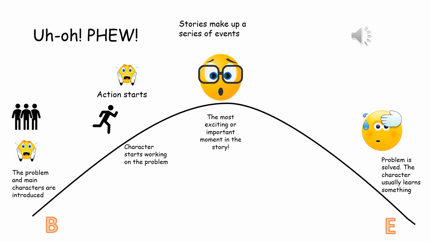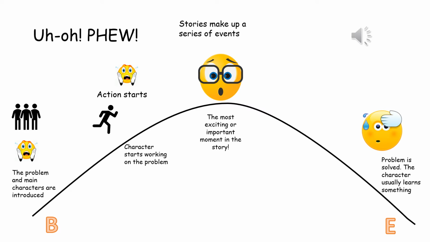So the strategy we're going to use this week is called uh-oh, phew. The uh-oh, phew strategy is when you have to retell a story, you need to think about the problem. We'll call that uh-oh. And then you need to think about how the problem gets worse. Uh-oh again, just a bigger uh-oh. And how the problem gets solved. Phew! You can use this story mountain that I've given you to tell the parts of the story. And you can touch the parts of the story mountain as you go.